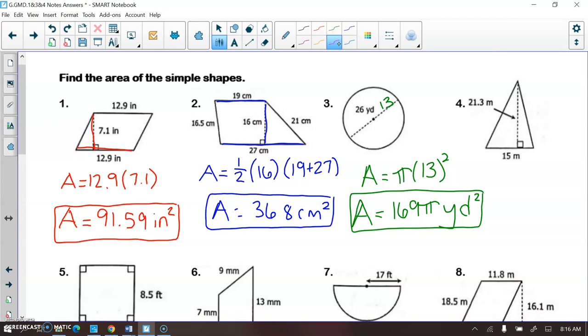So let's look at the next one. We have a triangle. My area formula is 1/2 my base, which is 15, times my height, which is that 21.3. Sorry, I ran out of room.